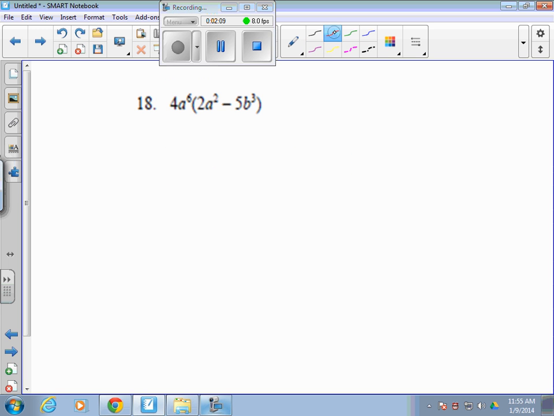Do the same thing with this one. Distribute 4 times 2 and get 8. 6 plus 2 is a to the 8th power. 4 times negative 5 is minus 20. And then again, a to the 6th, b to the 3rd. You can't add those together.